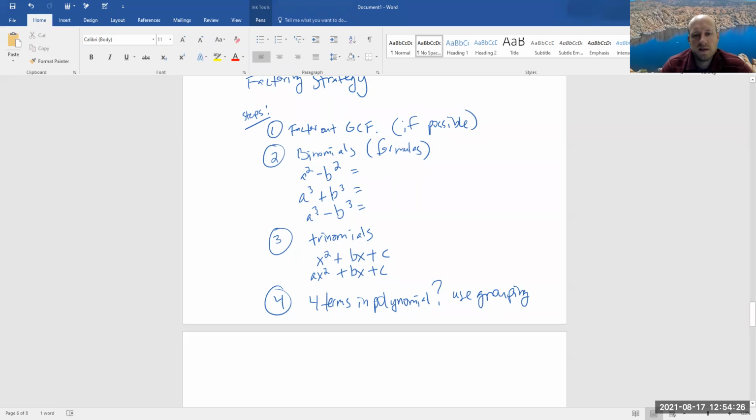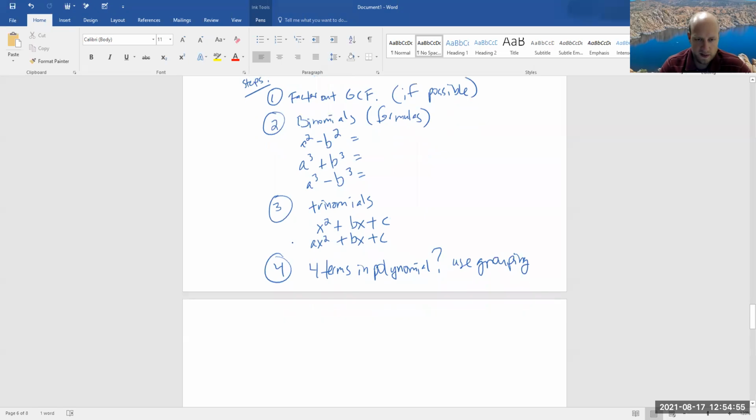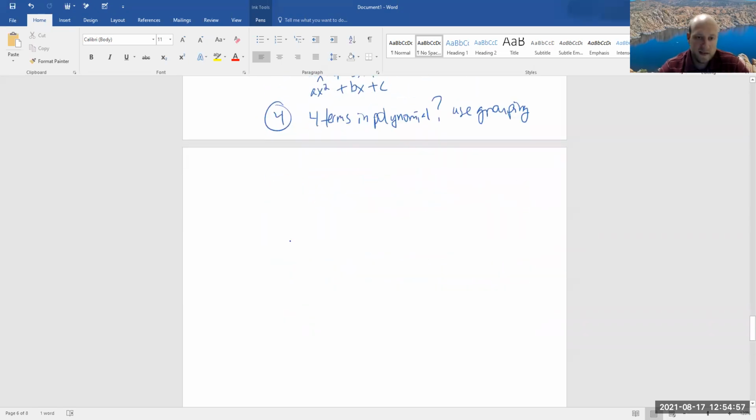If it's 3 terms, look to factor it by the strategies that I showed you, right? If it's 1 out in front here, for this one, we just find 2 numbers that multiply to give you C that add to B. And then here was multiply A times C, and then find factors of that which add to B. And then if it's 4 terms, we most likely use grouping. And then actually not too much else here.